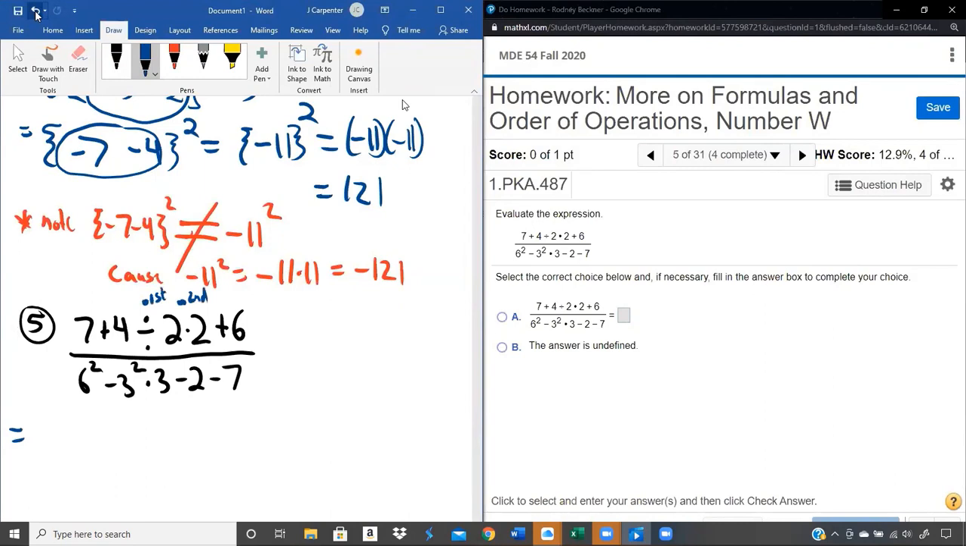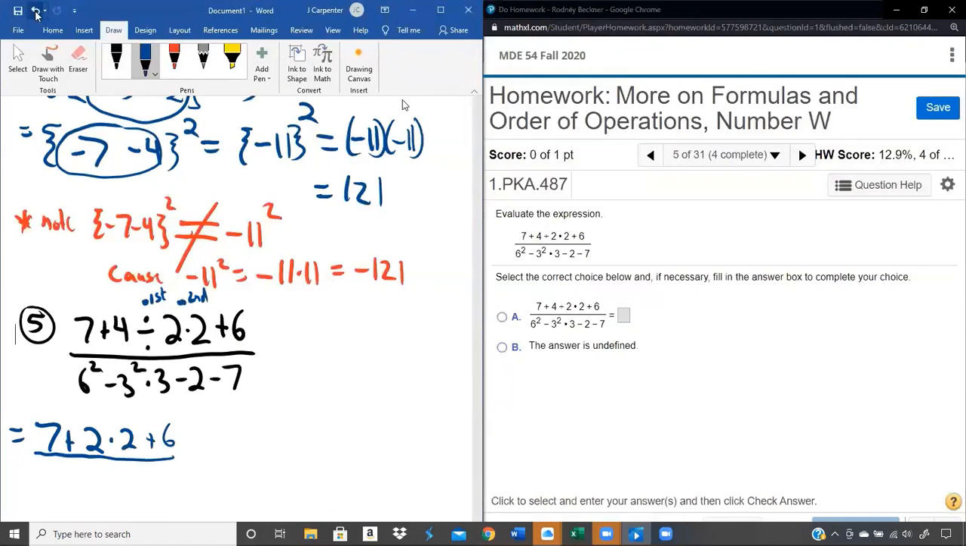So in that top, we're going to leave the 7 and the plus. The 4 divided by the 2 is going to be a 2, then times 2 plus 6. Now you might say, Mr. Beckner, you're not following PEMDAS. There's exponents in the bottom. The top and bottom are their own entities. So you can do PEMDAS in the top completely separate from doing PEMDAS in the bottom.